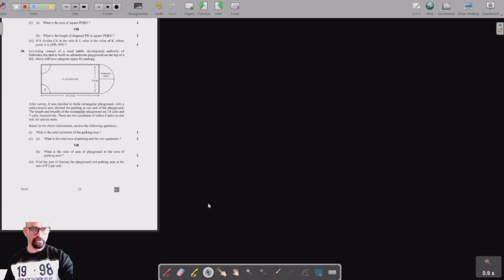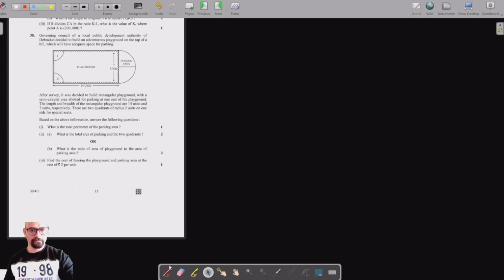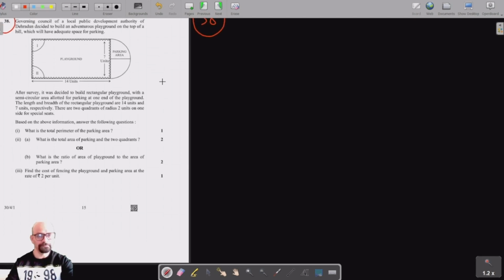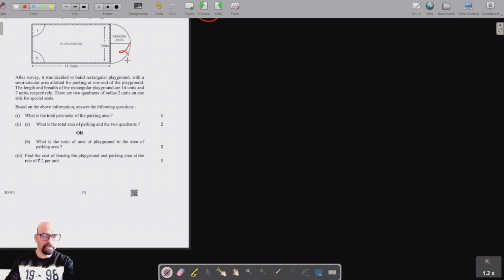For question number 38, the governing council of a local public development authority of Dehradun decided to build an adventurous playground on the top of a hill, which will have adequate space for parking. So this is a parking area, this is a playground, and these are the two reserved special seats. Based on the above information, we are given the length and the breadth. What is the total perimeter of the parking area? So the total perimeter of the parking area is this plus this.